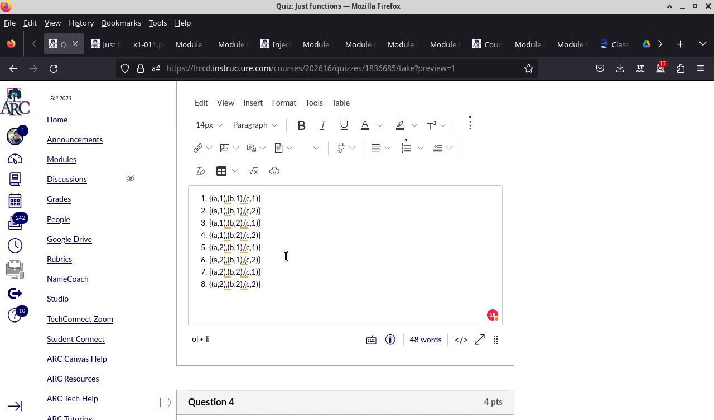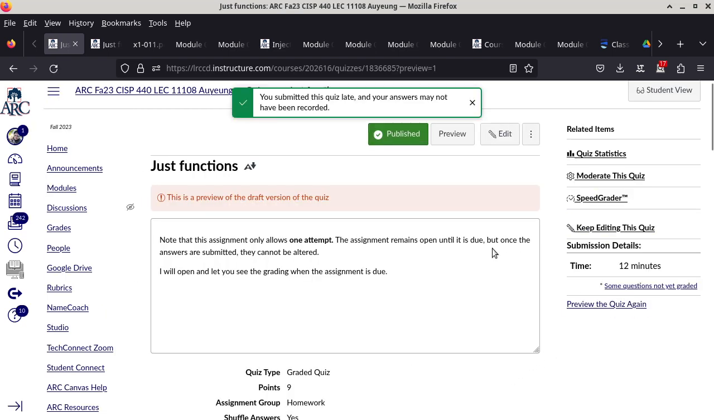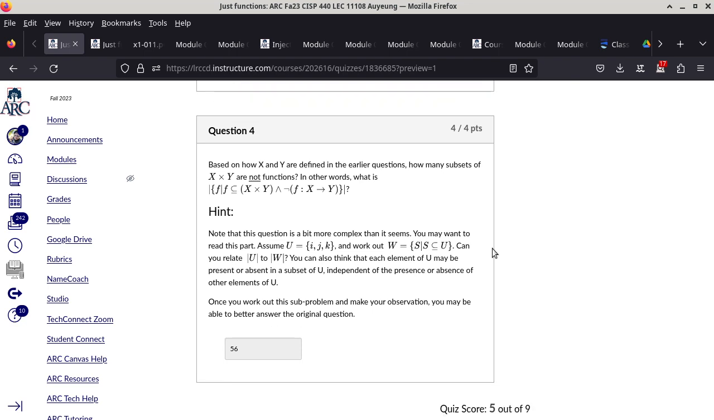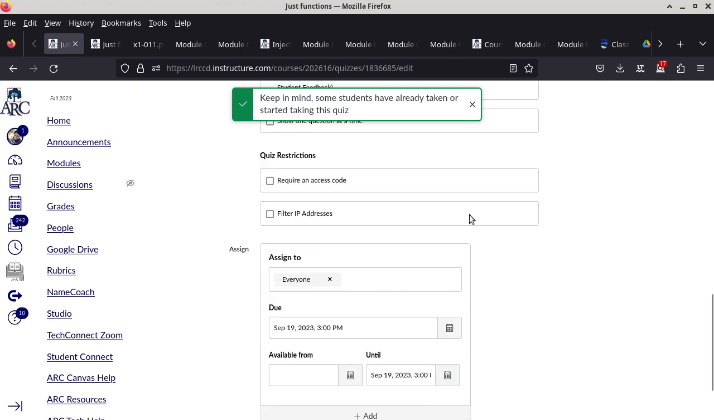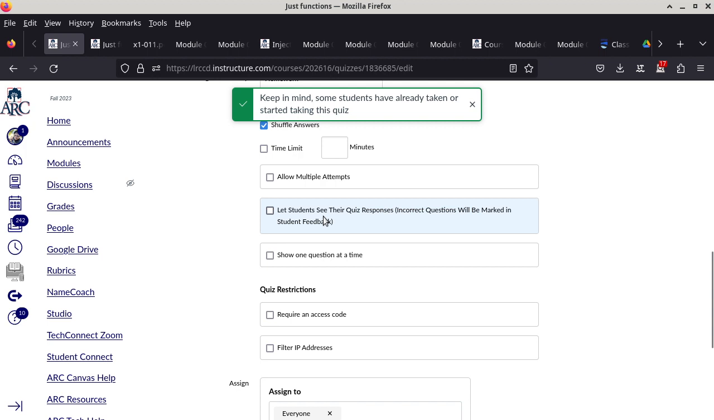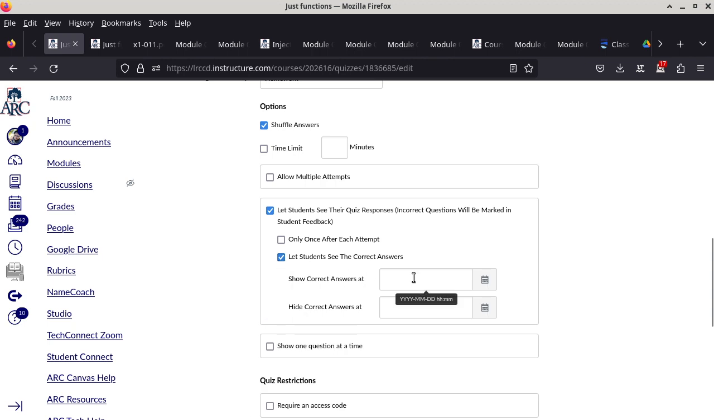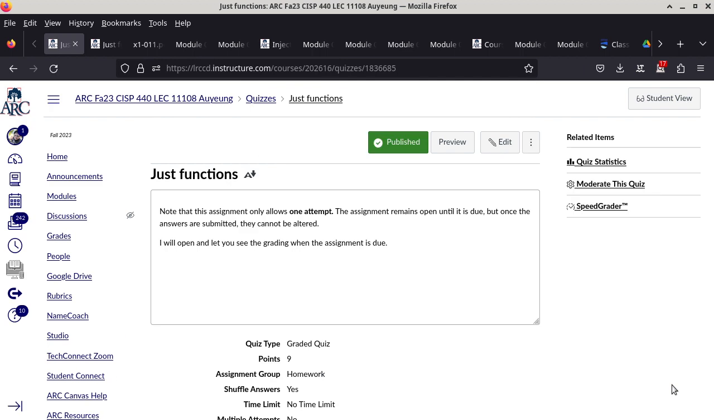Okay. All right. So any other questions related to this quiz or homework? Okay, if there are none, I will submit and see that my answer is wrong in the last one. No, I got 4 out of 4 points. So I'm not sure what you're talking about. Okay, so when I go back, I cannot see my answer anymore. So it's hidden. You should be able to see it now because I think I released the answer today, or if I have not, I can do it now, making sure that you can see the answer of your own. Okay. Let students see their quiz response. Incorrect answer would be marked. Yep. Okay. There we go. And save. So you should be able to see it now. Alrighty. So any other questions?